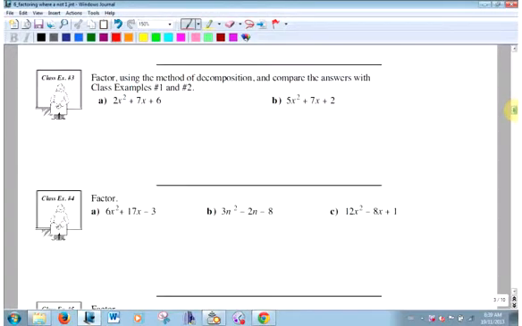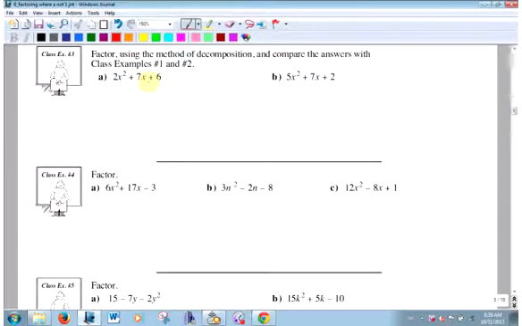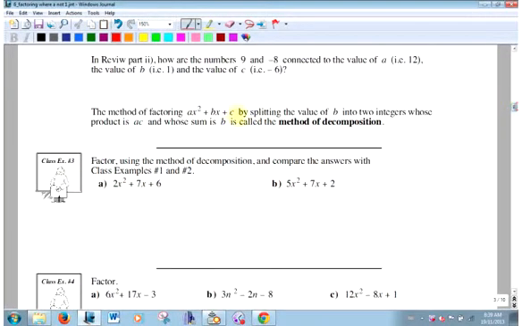A couple of examples. Is A 1 here? When I say A, all of these are written in this form. A here is the coefficient of the x squared term. Is A 1? No, it's not. Okay, if it was, I would just do it by inspection. So I'm going to have to use this process, method of decomposition.